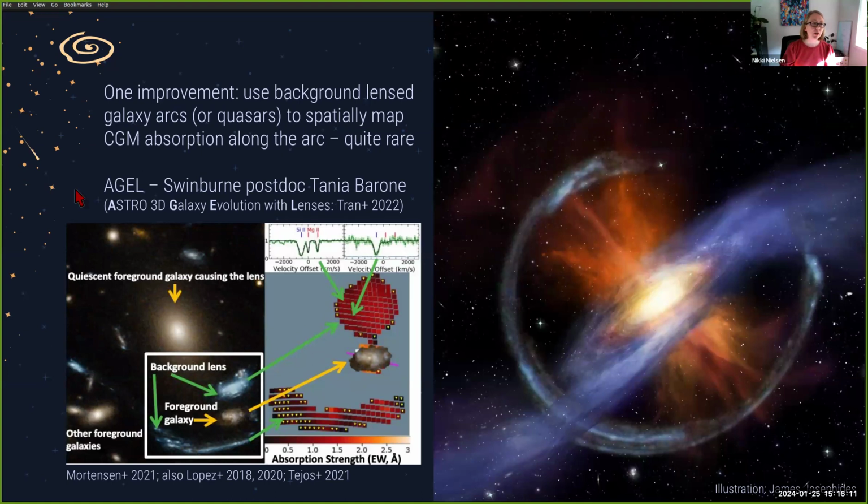But there's also work by a postdoc here at Swinburne, Tanya Baroni. She's using the Astro 3D Galaxy Evolution with Lenses survey, where they identified background objects that are being lensed by foreground quiescent galaxies, using machine learning. And so she's looking at a couple different systems here at the moment. So hopefully her work starts coming out very soon. We do have a paper undergoing review at the moment.